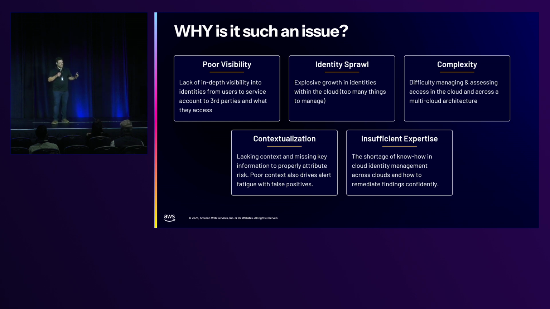We talked about complexity. Again, 75 to 82% of all organizations are going multi-cloud. So that complexity just builds on top of each other once you get into different paradigms of access across multi-cloud environments.